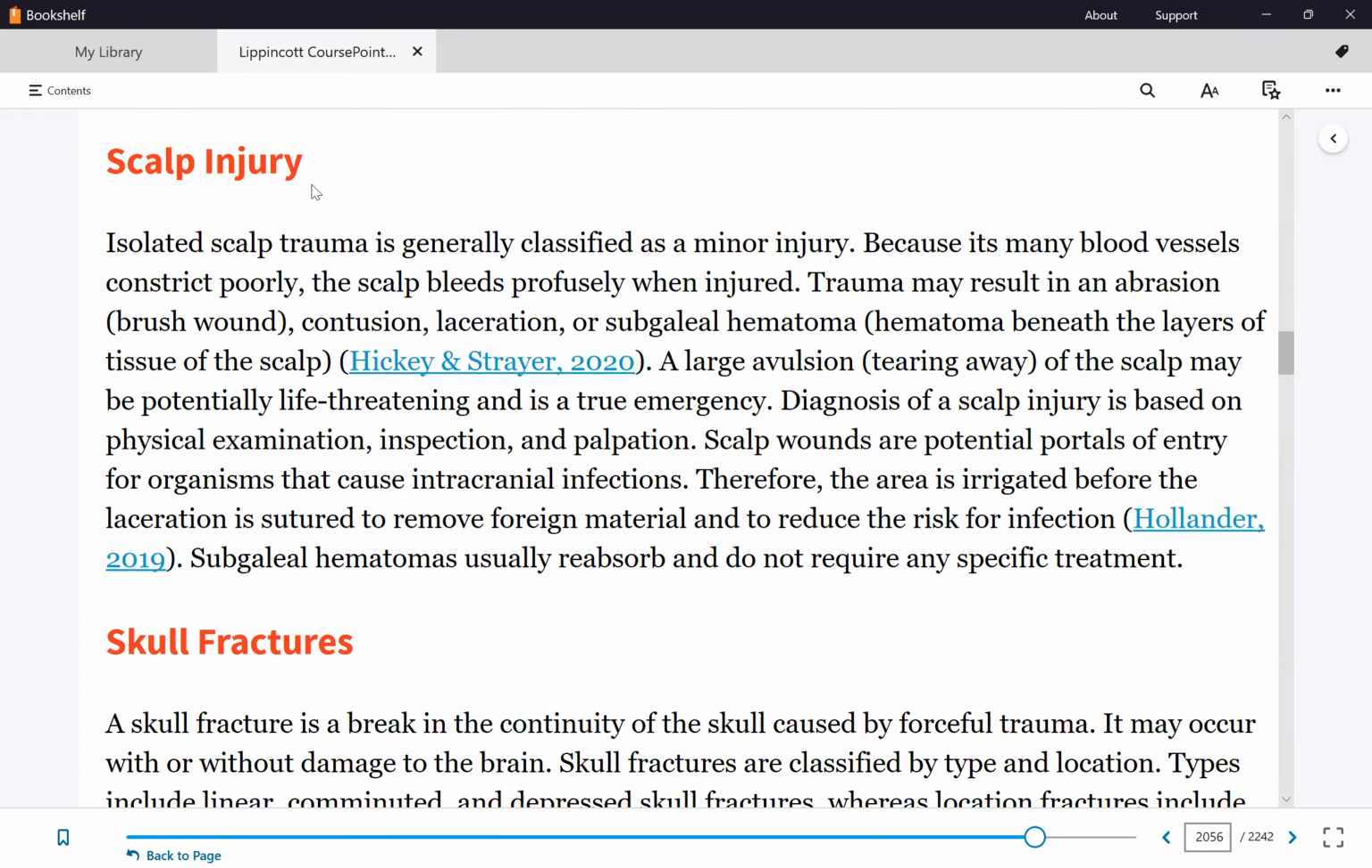Okay, so the injuries can range from scalp. Scalp injuries actually bleed a lot. If you've ever had a scalp injury, who among you here has had a scalp injury?